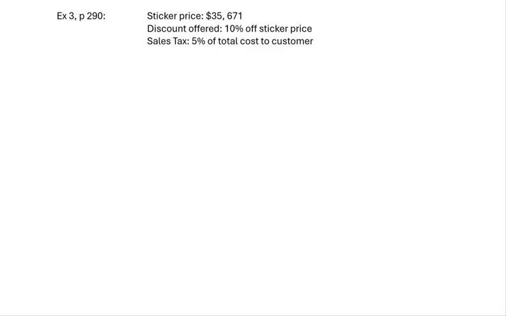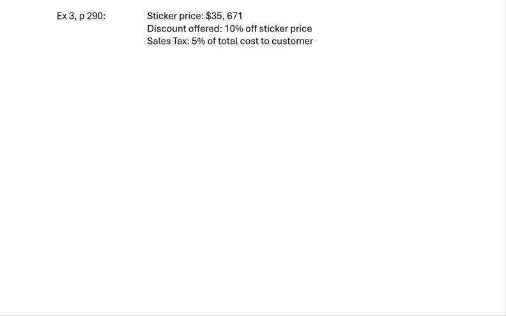It says that the sticker price of a new car is $35,671. If the dealer allows a 10% discount, what will it cost? And how much will the 5% sales tax be? Find the total cost of the car.